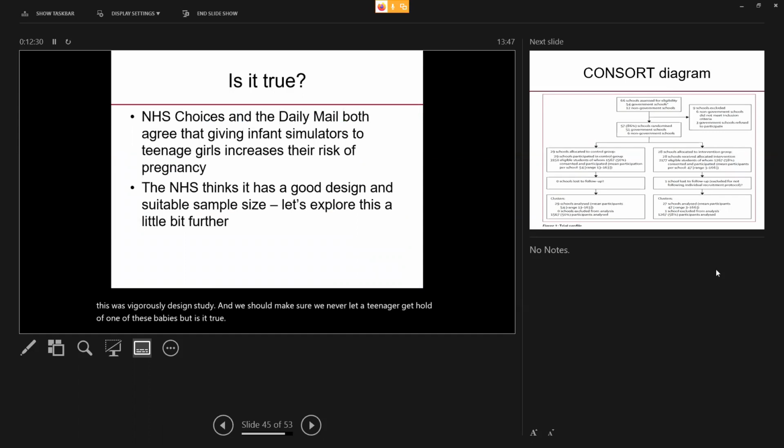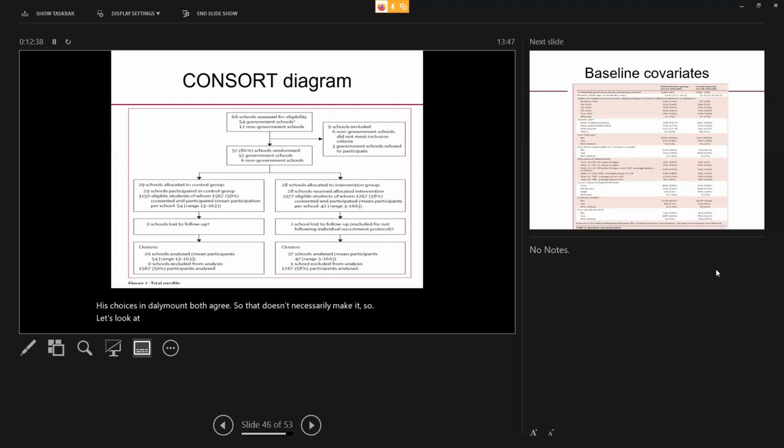We know NHS Choices and the Daily Mail both agree, so that doesn't necessarily make it so. Let's look at the design. This is the CONSORT flow diagram. When we randomize clusters, all members of the cluster are essentially part of the trial.